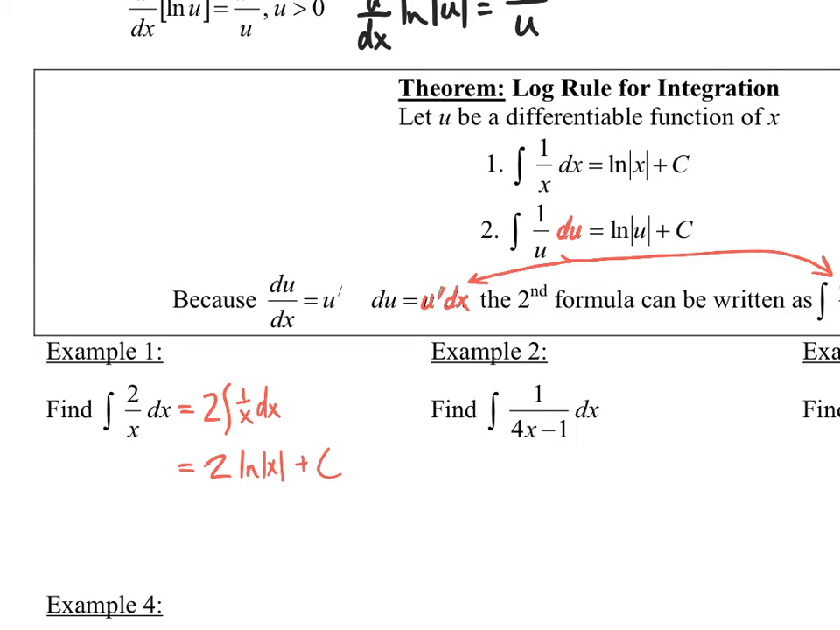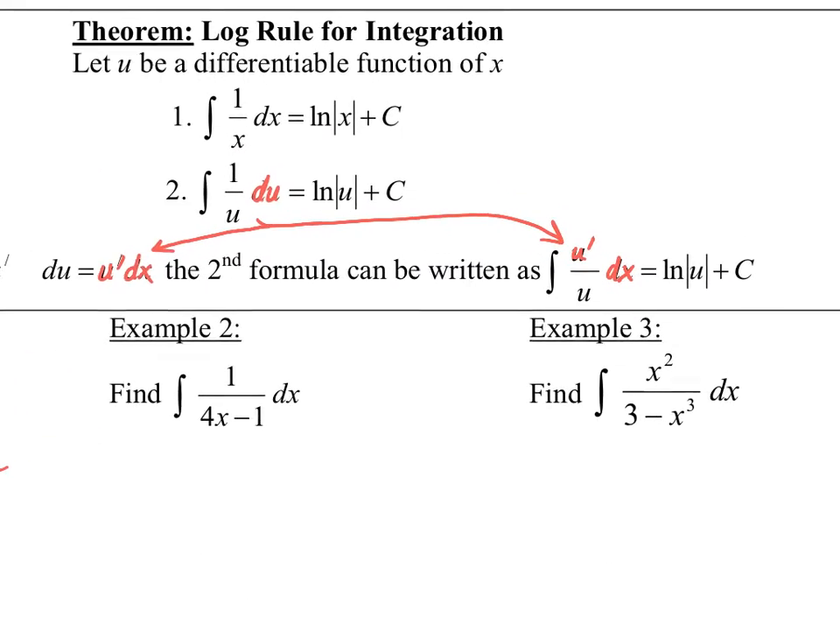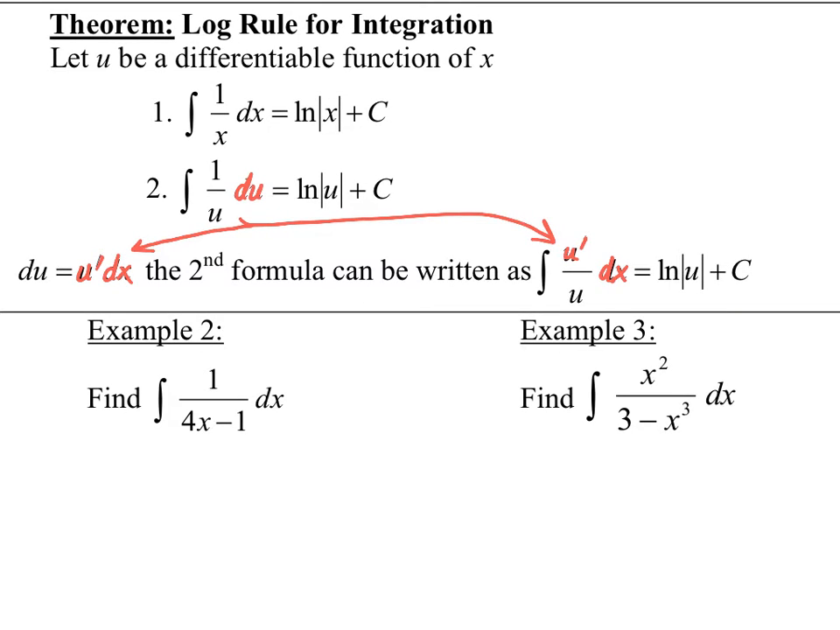How about number 2? Here's where this second form can come into play, all right? I can take the integral of u prime over u. Well, u here is 4x minus 1. So what's u prime? 4. So how do I get a 4 up here instead of a 1? I multiply by 4, but then I have to multiply by 1 over 4 as well. And I'll multiply by the 1 over 4 on the outside of that integral.